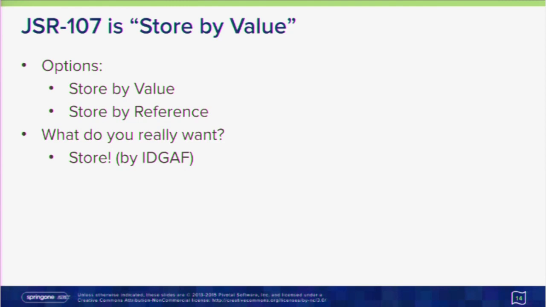For example, EHCache, by default in 3, if you ask for store by value through a 107 provider, we are going to defensively serialize and deserialize this stupid thing every time. So it's really annoying.